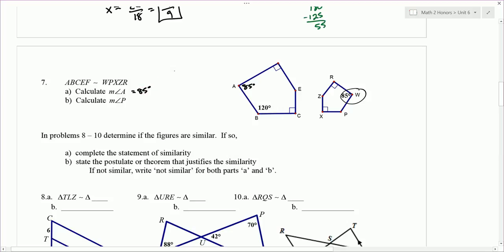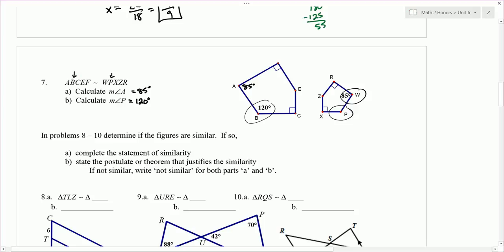And calculate the measure of angle P. P corresponds to angle B. B is 120, so P is also 120. I'm looking at the ordering of the letters, so I notice that P is the second letter here, and so I know it corresponds to the second letter in the first part.